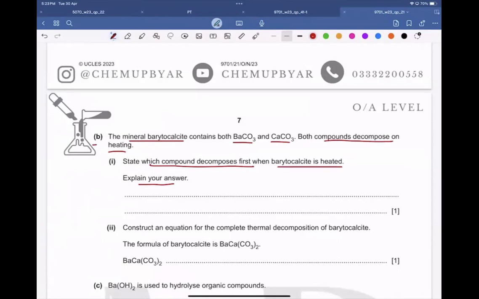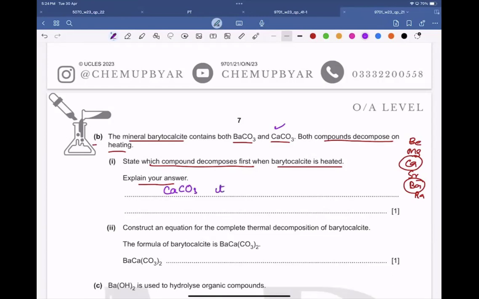So if you recall, the thermal stabilities increase down the group, right? And if you look in the periodic table, you will find beryllium, magnesium, calcium, strontium, barium, radium. So see, barium is over here and calcium is at the top. So the one which is at the top has compounds that are relatively less thermally stable, and the compounds which are at the bottom are more thermally stable. So the compound which decomposes first would be calcium carbonate, because the calcium is above in the periodic table.